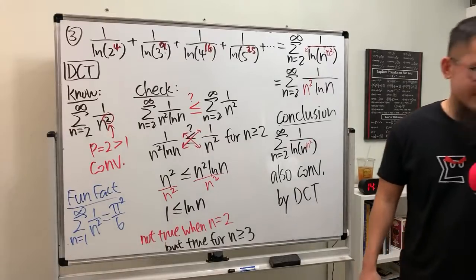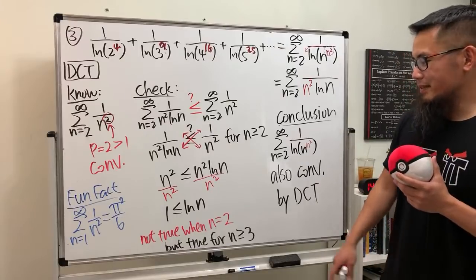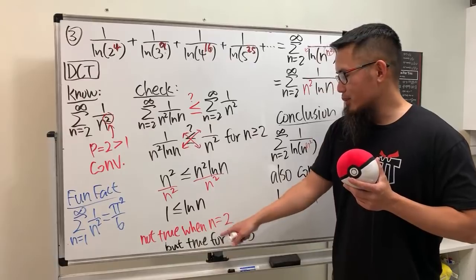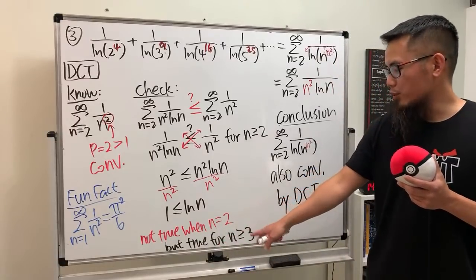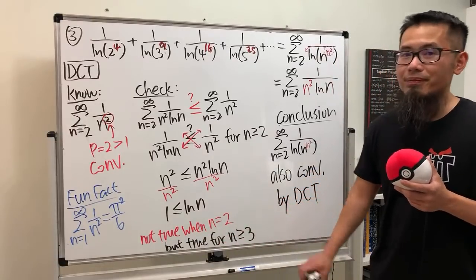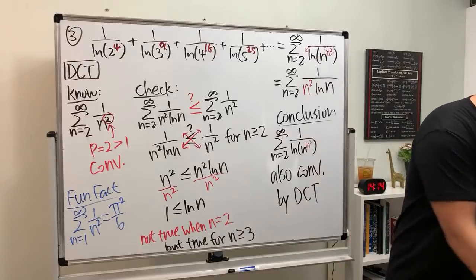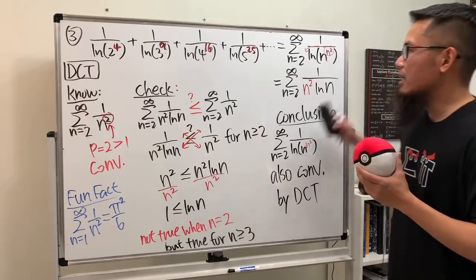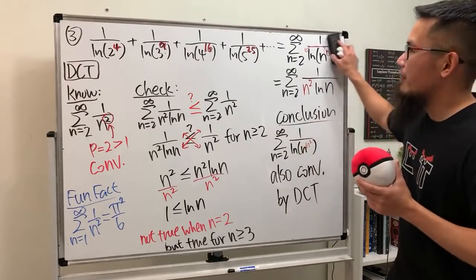All right, so that's it. And again, for the people who just came in right here, it's not true for n equal to 2, but as long as it's true for n greater than or equal to some other number, then this is okay. Hopefully you guys have a good grasp of all the direct comparison and things like that. Continue.